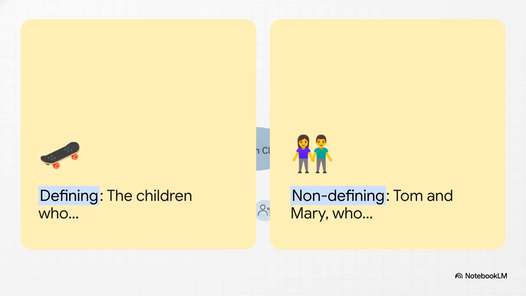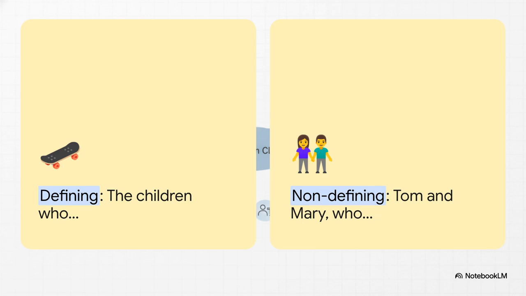Okay, punctuation time. So the crucial point is how a single tiny comma completely changes the meaning of your sentence. Look at the defining example. The children who skateboard in the street are noisy. Notice, no commas. This means only the specific children who skateboard are the noisy ones. It's essential information.